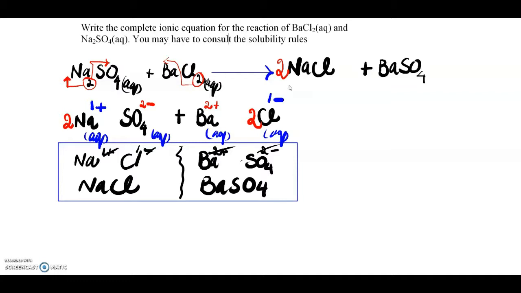In the fifth step, you have to determine the solubility or state symbols of the products. So sodium chloride, as you know, all sodium salts are soluble, so you have to put here aqueous for sodium chloride. And you know all sulfates are soluble except the sulfates of barium, strontium, lead and calcium. So we will write here solid.